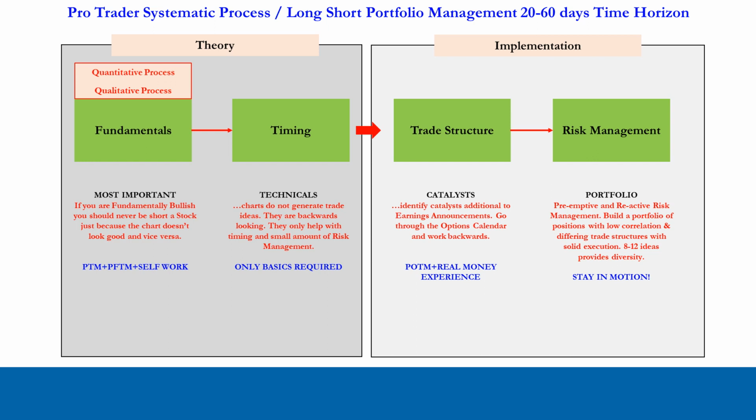We figure out what our bias is in a particular asset, in a particular stock. Are we fundamentally bullish? Are we fundamentally bearish? We figure that out through quantitative and qualitative processes. And this is literally 80 to 90% of our entire work when we're generating an idea that evolves into an actual real position. And in terms of the process, timing is 10 to 20%. We're using technicals and price action for timing only.